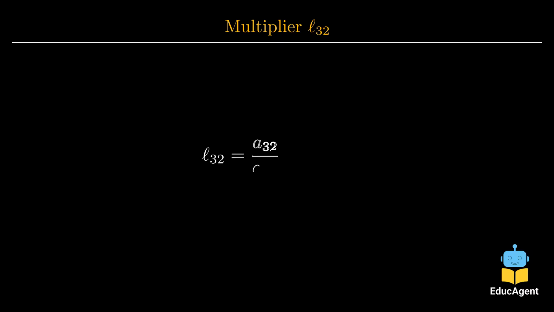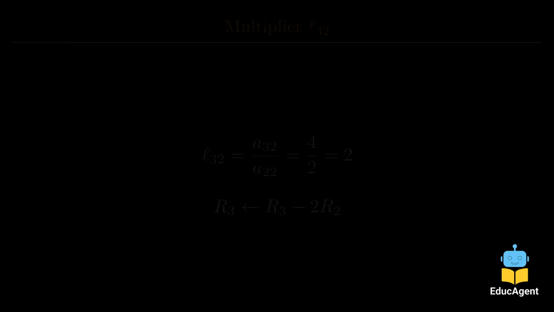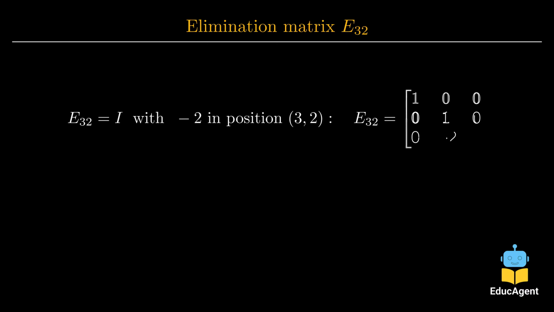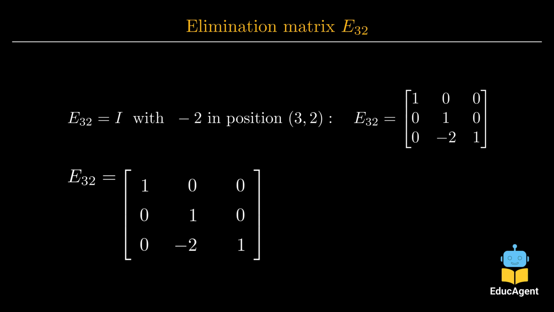Now the multiplier is 4 over 2, which equals 2. Subtract 2 copies of the updated row 2 from row 3 to zero out 3, 2. Same construction: identity with minus L32 placed at 3, 2. That entry tells row 3 how much of row 2 to subtract.